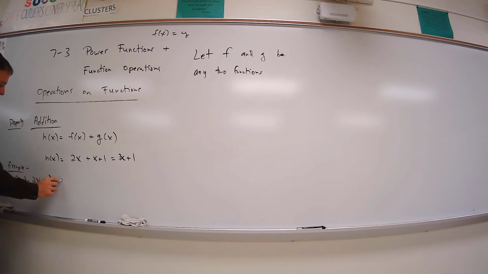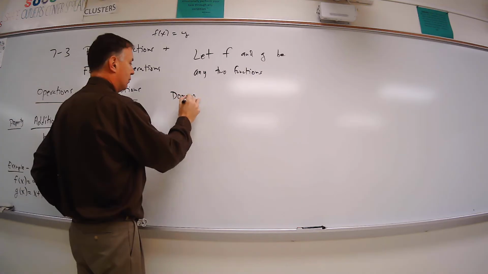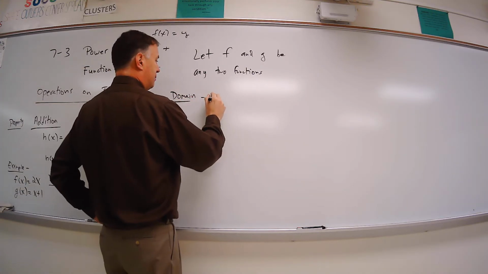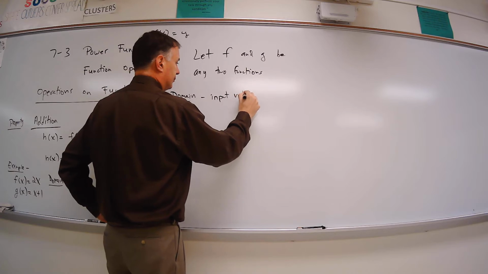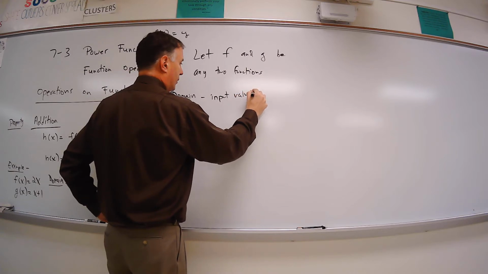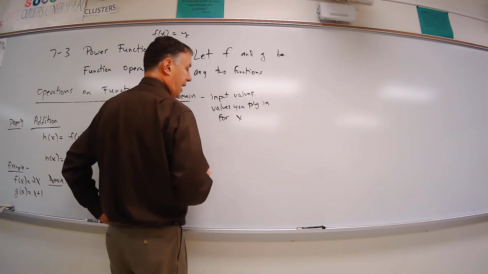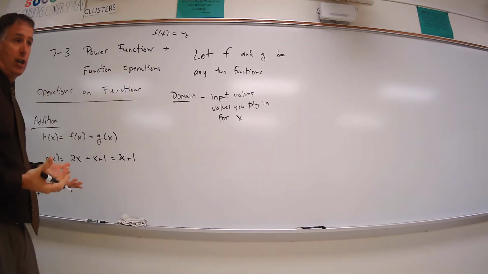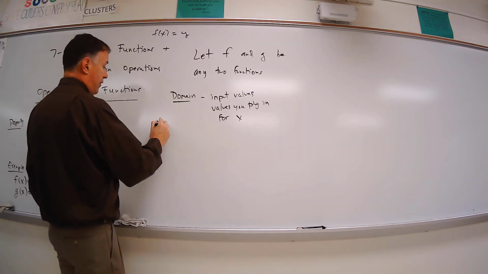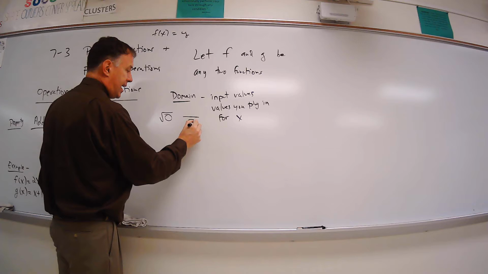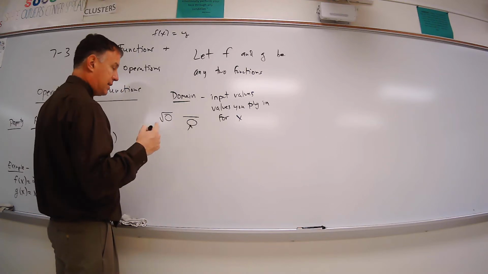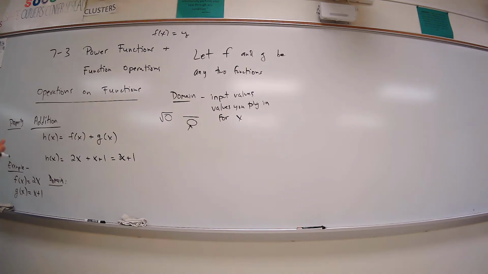We've talked about domain in this class. We've talked about it in other classes. Domain refers to input values, or values you plug in for x. So sometimes you don't have any restrictions, and sometimes you do. If you have a square root, there's restrictions. You can't have negative numbers under there. If you have a fraction, you can't have 0 on the bottom of a fraction. So sometimes you'll have all real numbers, but sometimes you have restrictions.